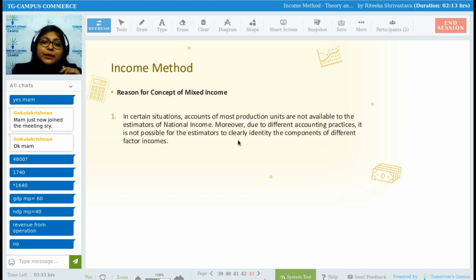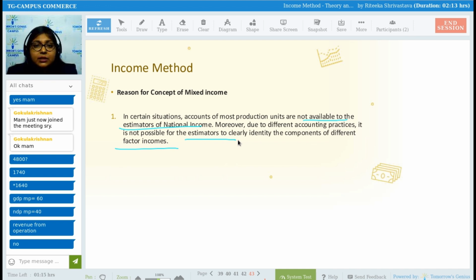Now, what are the reasons why we have come across the category of mixed income? Accounts of most production units are not available to the estimators of national income. Moreover, due to different accounting practices, it is not possible for the estimators to clearly identify the components of different factor incomes. Of course, while computing national income using the income method, the person calculating will get confused about under which heading he should put this person.